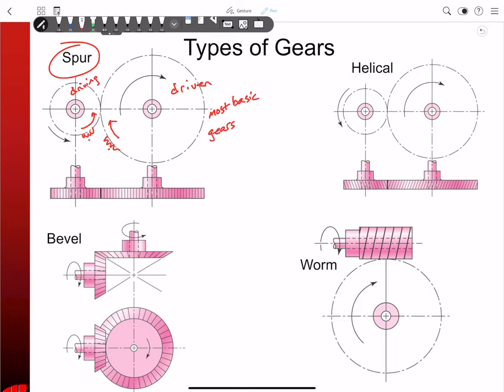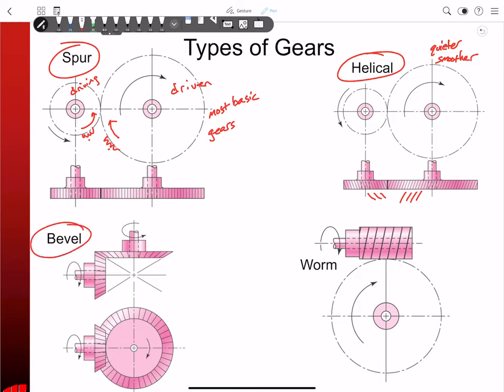All right, we can improve on that a little bit with the helical gears here, where we can see that the teeth are at angles like this, and then these are at meshing angles like that. These are a little quieter, a little smoother. When the gears contact each other, it's a more gradual pressure application.